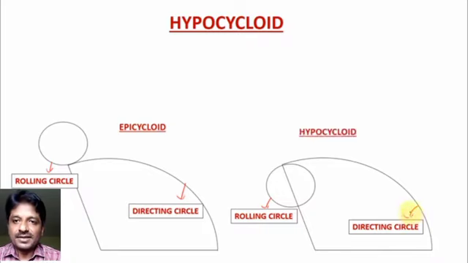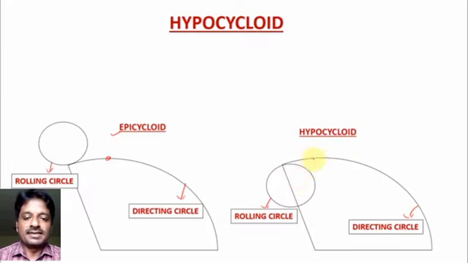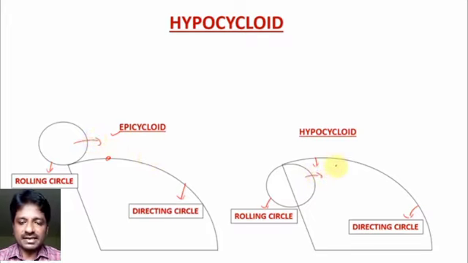The difference between the epicycloid and the hypocycloid is that in the epicycloid the rolling circle is on the outer side, but in the hypocycloid the rolling circle is within the directing circle. The procedures are exactly the same, the only difference is that it is rolling inside. Epi means outside, hypo means inside. So let's understand the question of the hypocycloid first.